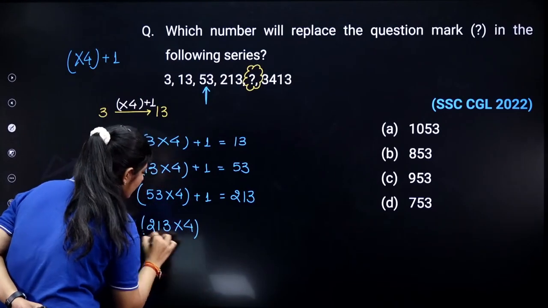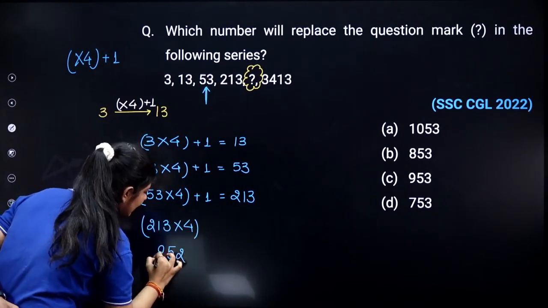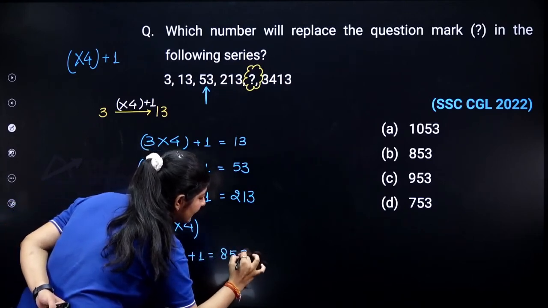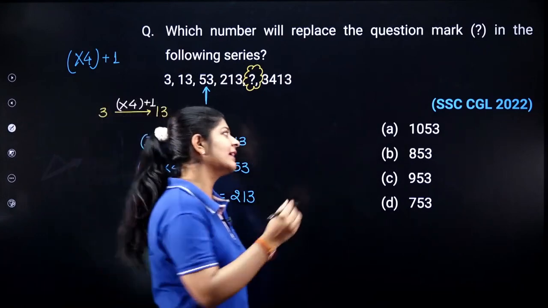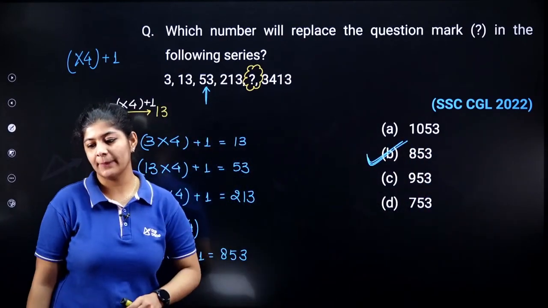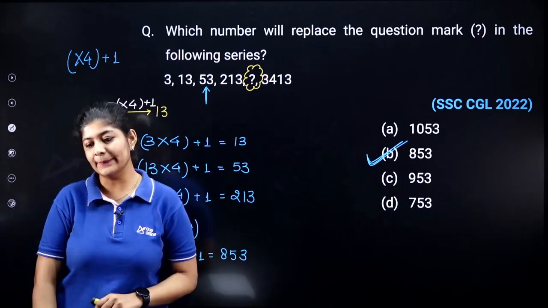So first we will solve this. Here we are getting 12 and the 1 is carried on, 5 and 8. And we need to add 1 to that and we are getting 853. Do we have that in our options? Yes. So the correct option over here is your option number B.